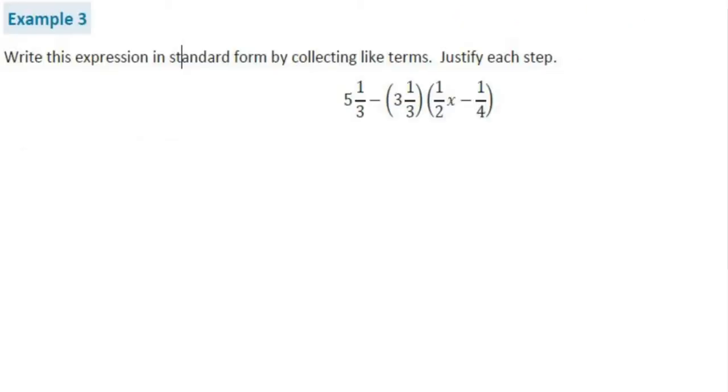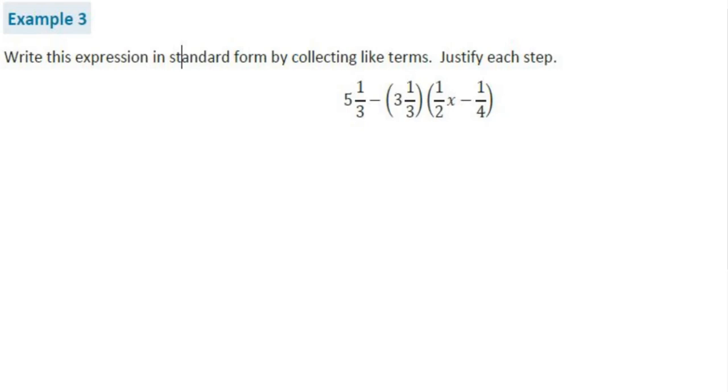Write this expression in standard form by collecting like terms and justifying each step. Again, we've got fractions. Get used to this. Whole rational numbers are going to be coming from here on out. So let's go ahead and jump in. I can't do anything with mixed numbers. I have to convert every mixed number to an improper fraction. So I'm going to take this and I'm going to write it over here real quick.